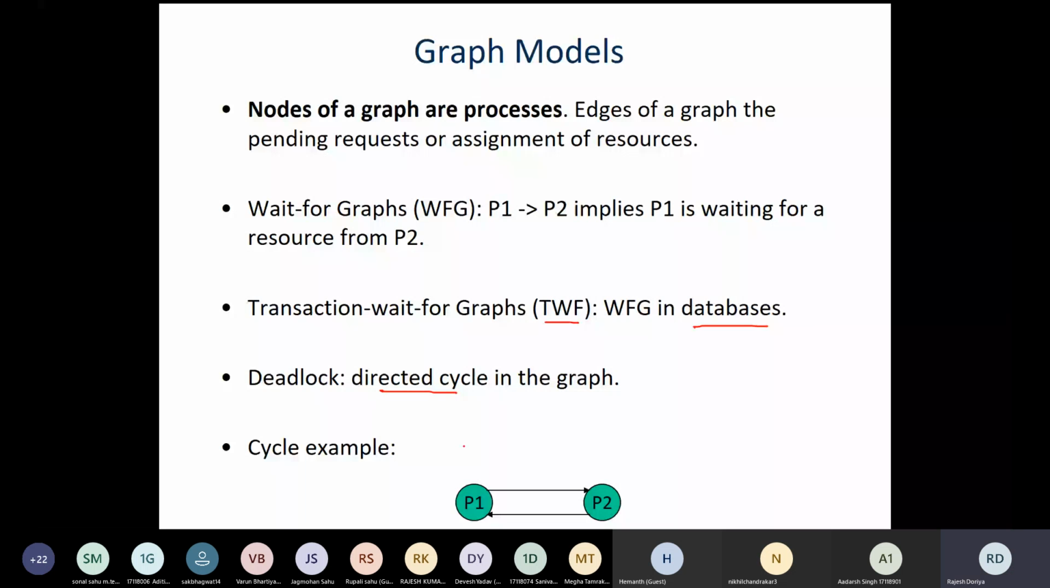So here you can see that there is something which a process P1 wants, and that is currently being acquired by P2. And similarly, there are some resources which P2 wants, and those resources are currently being acquired by P1. Okay, so this is a typical example of forming a cycle, and it means that a deadlock has been detected.